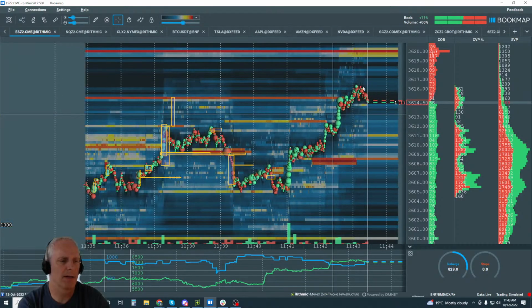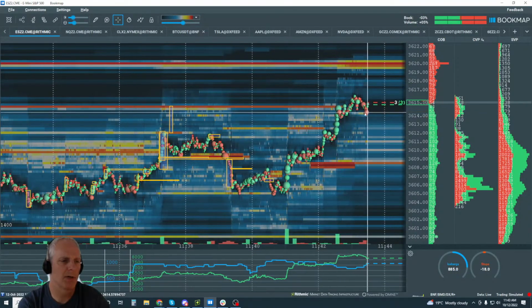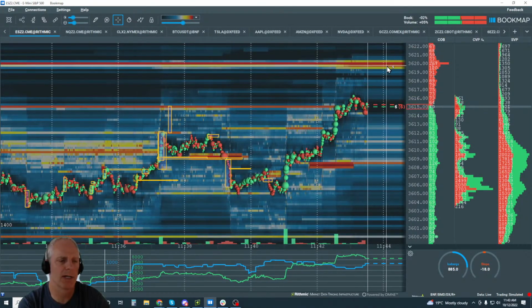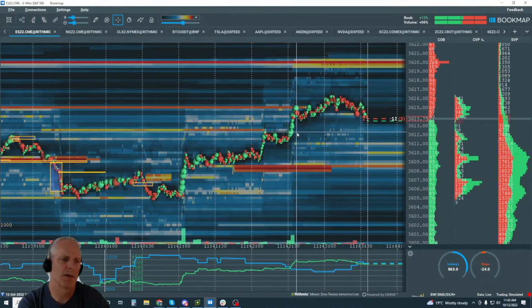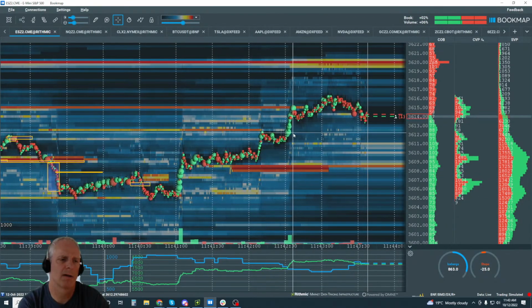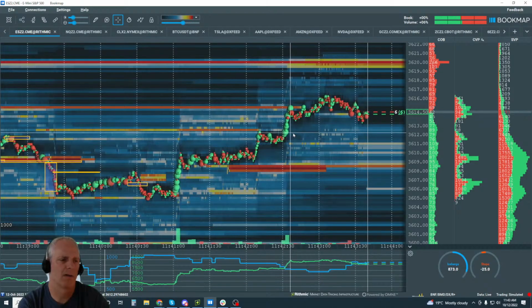Okay, at this point, well, it's pretty strong. So let's see if they can do it again and then hit 20 here. Okay, so maybe a pullback to about here, 12 or a 12.5.